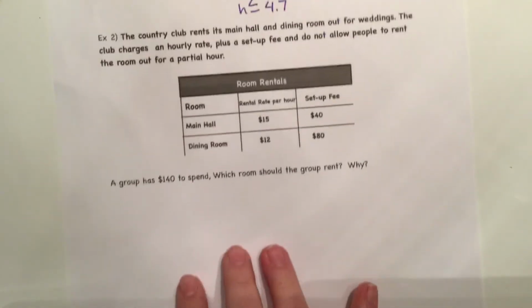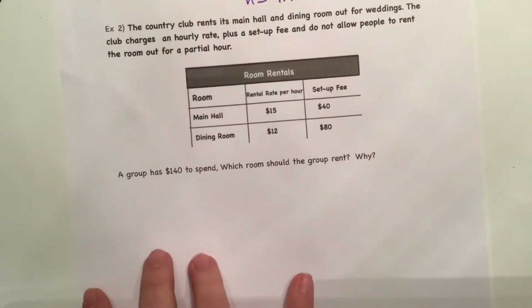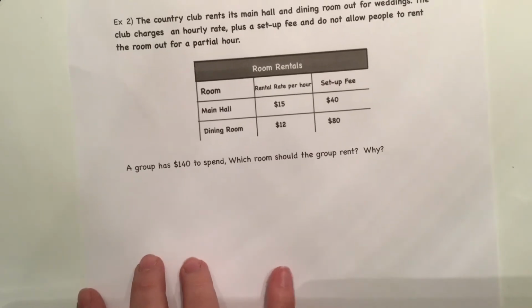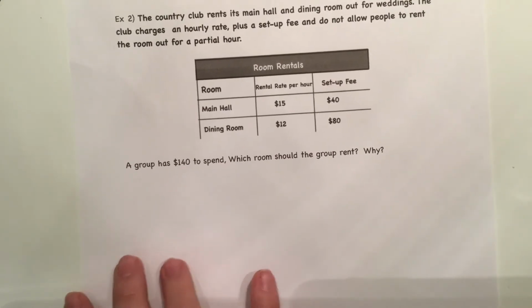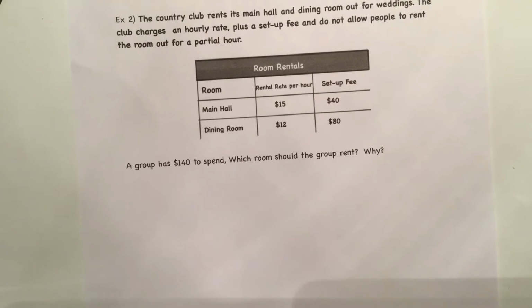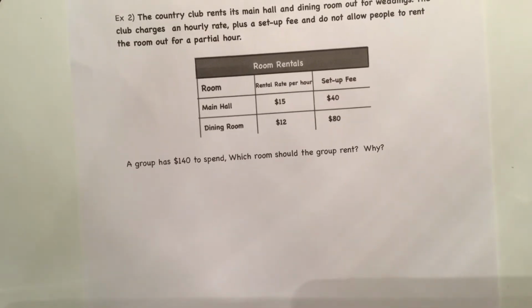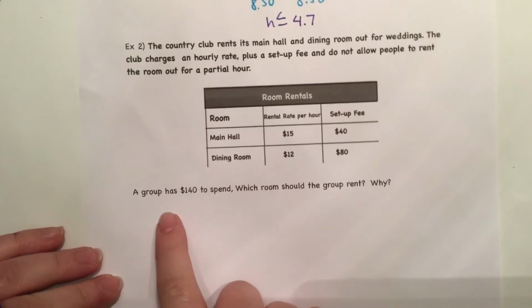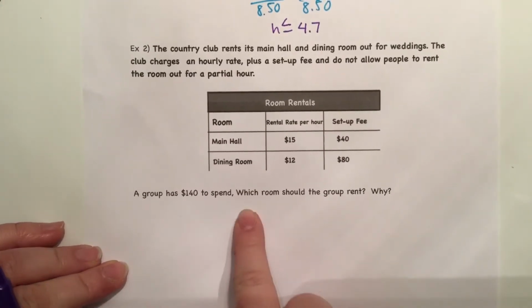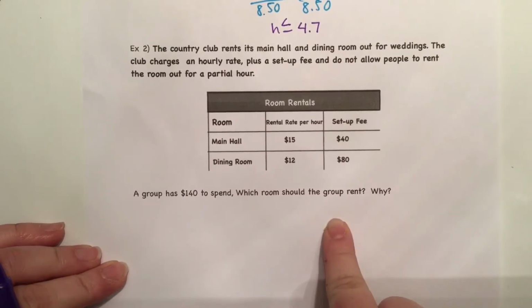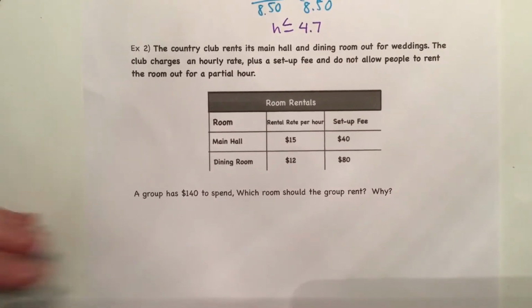Okay, next problem. The country club rents its main hall and dining room out for weddings. The club charges an hourly rate plus a setup fee, and they do not allow people to rent the room out for a partial hour. So we're going to go ahead and figure out that if the group has $140 to spend, which room should the group rent and why?